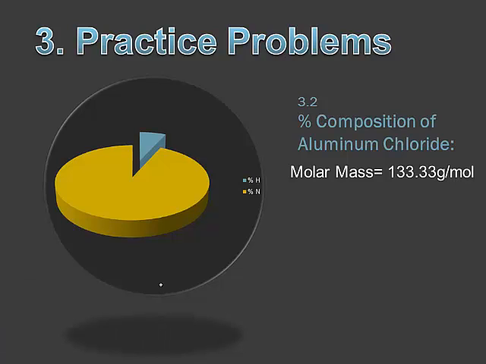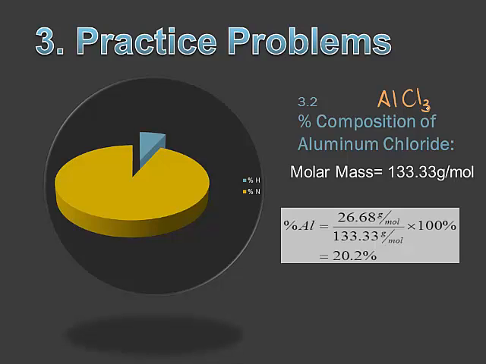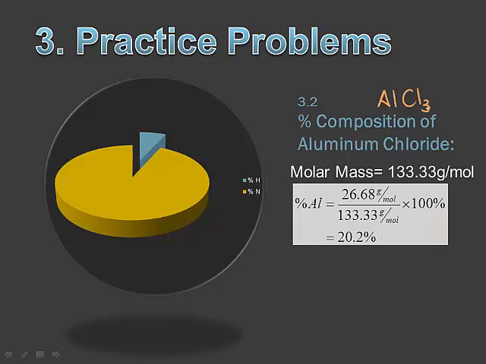So before you start your actual calculations, we need to remember again, aluminum chloride is Al, which has a 3+ charge, and Cl, which has a 1- charge. That means I need 3 of the chloride ions in order to balance out the 3 positive charge. Now looking at the calculations, I know that I have 1 times the mass of aluminum, which happens to be 26.68. Of the whole molecule, 133.33 grams per mole, and multiplying that by 100, I get 20.2.